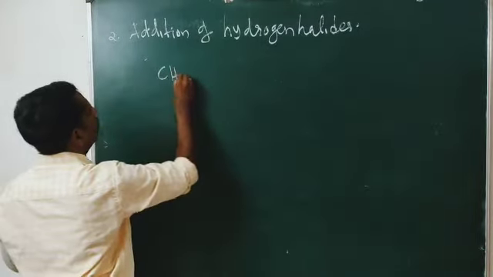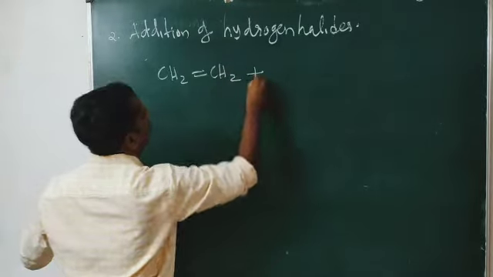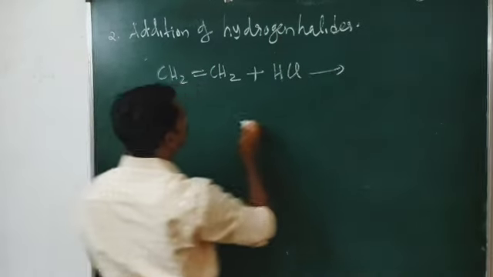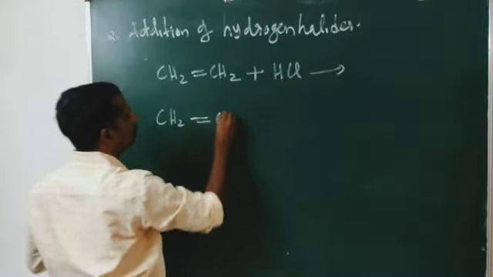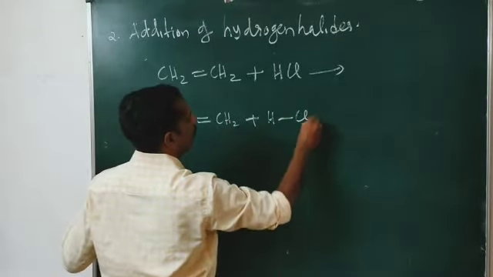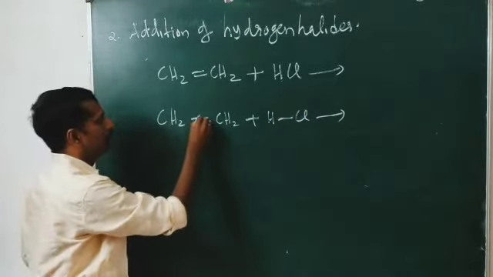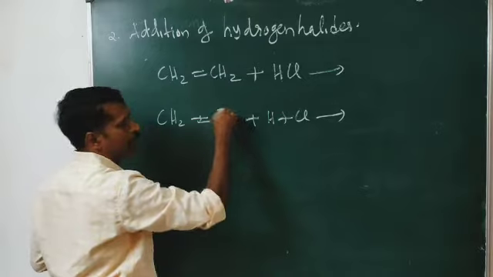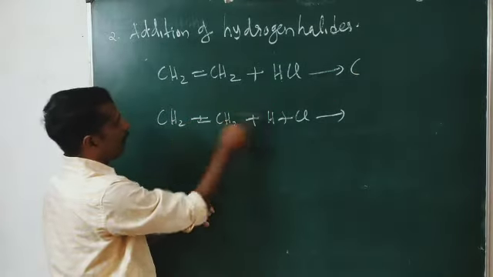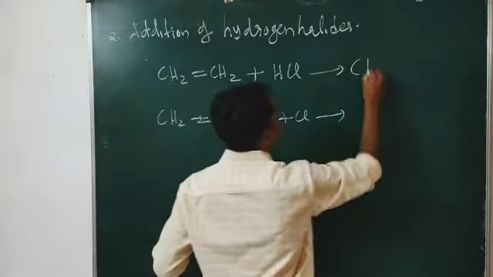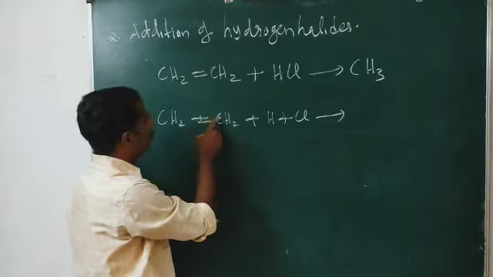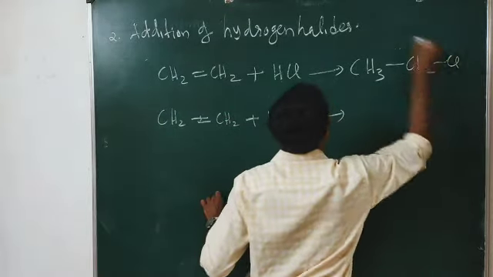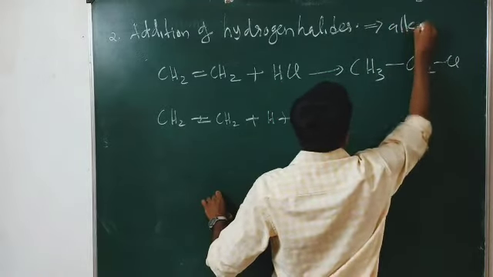When an alkene CH2 double bond CH2 reacts with hydrogen halide, example is HCl, what will you get? You can see that CH2 double bond CH2 plus HCl. Like in the addition of halogens, this bond will break. Hydrogen will go to one carbon and the halogen will go to the other carbon. So we get CH2, and hydrogen is coming to this carbon, so it will become CH3. And here you can see that this Cl is coming to this carbon, so we get CH2Cl. So what will form? We get alkyl halide.